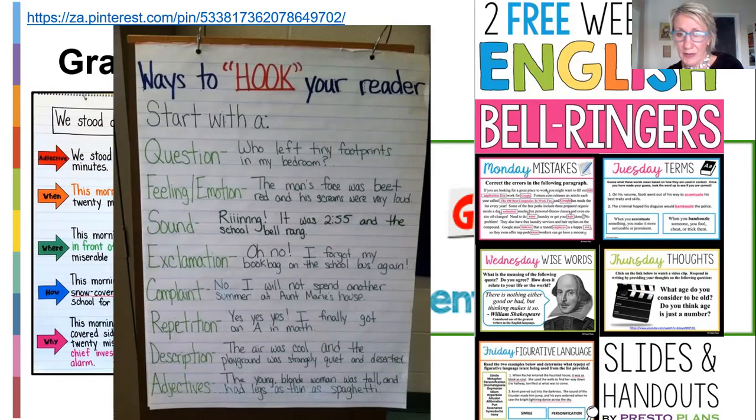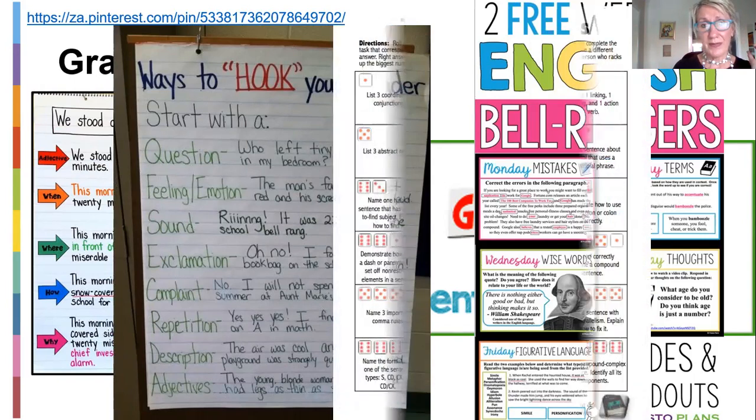There's nothing either good or bad, but thinking makes it so. Discuss that. Thursday thoughts. What age do you consider to be old? Okay. Do you think age is just a number? I think as you get older, you think it is just a number, but when you're young, maybe it's not just such a number. Then figurative language is personification and similes, and different kinds of slides or handouts on a Friday. So you could go through this on Monday. Every day you can have a different theme. I think it's a 2-week theme. I've got the link there. It's from Pinterest, so you can get a lot of things from there.